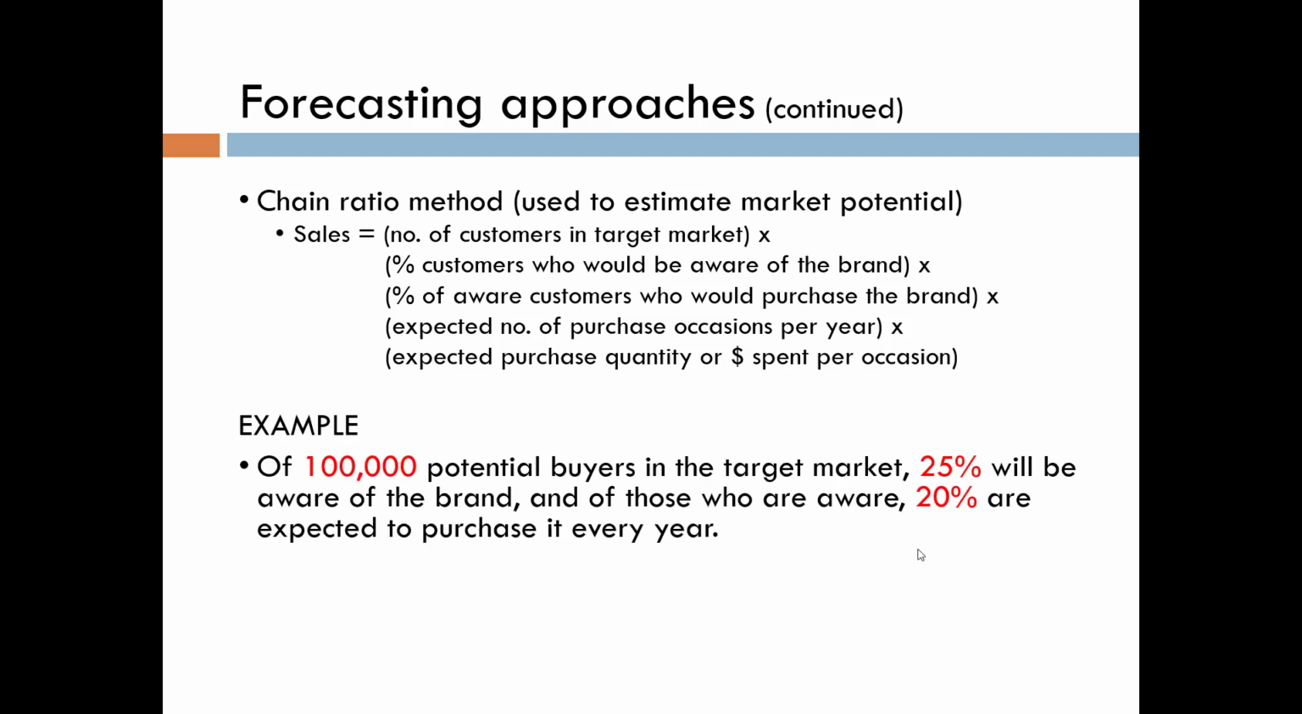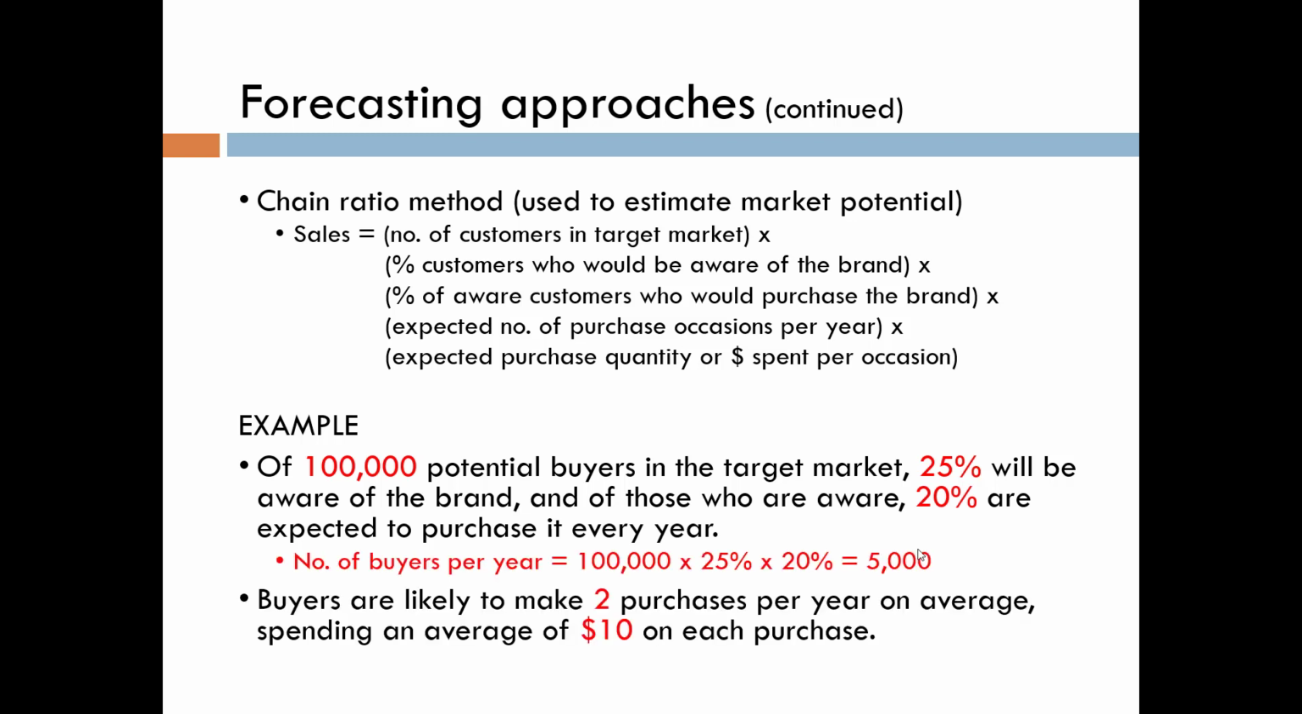For example, if there are 100,000 potential buyers, and if 25% of them will be aware of the product, and 20% of those will buy the product every year, that would give you 5,000 buyers per year. If each of them makes 2 purchases per year and spends $10 each time, that gives you a sales forecast of $100,000 per year.